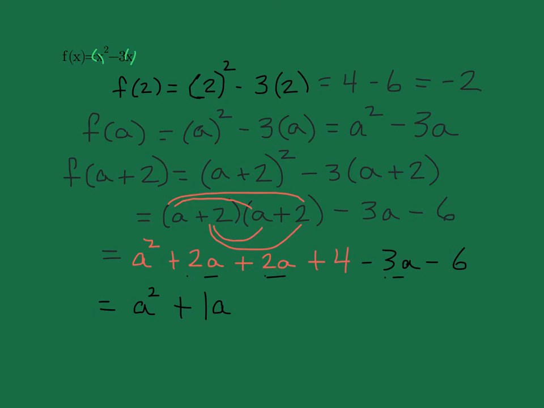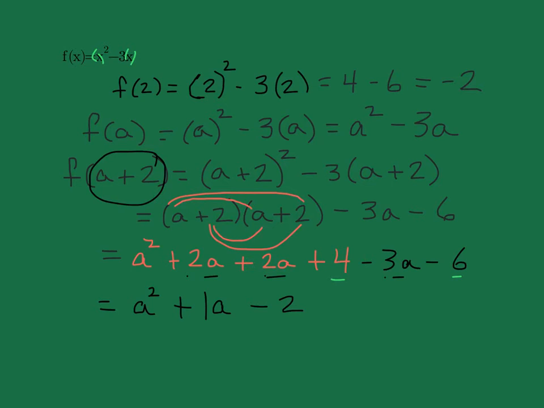And then the constant terms, which are the terms that do not contain the letter a, would be a positive 4 and a negative 6. So when we combine positive 4 and negative 6, that is negative 2. So this is composition of functions, basically, is what you're doing here. The input value is a function of sorts. It's a function of a. So we put that expression, a plus 2, in place of the x in our original function f of x.